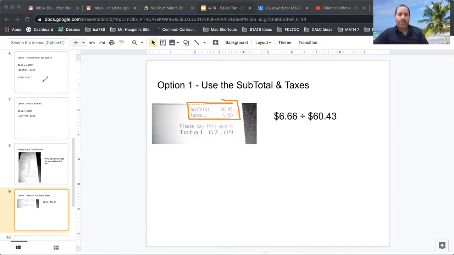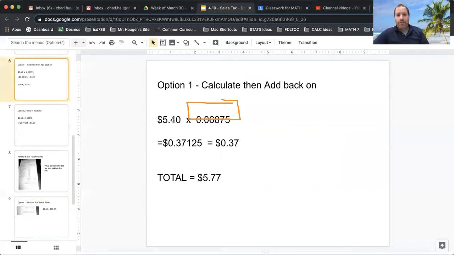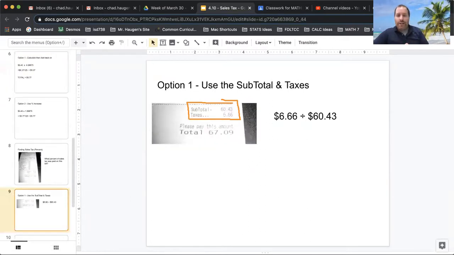So this is kind of reflecting on our option one from back here, because we just took our amount times this percentage and then added it back onto the total. So since we were multiplying here and we're going backwards and finding percentage now, we need to divide. So we would take our tax divided by the subtotal to get the percentage, right?